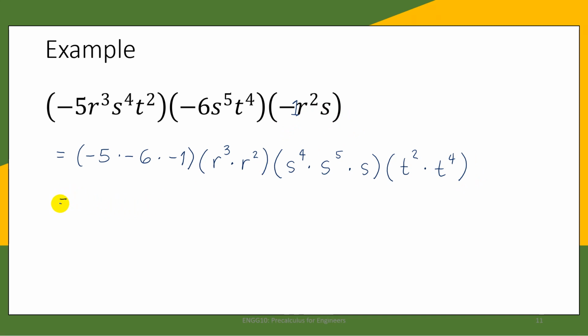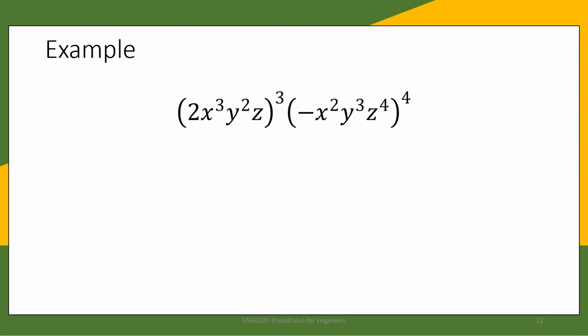And now we perform the operation. Negative 5 times negative 6 is positive 30, times negative 1 is negative 30. R raised to 3 times R raised to 2 is R raised to 5. S raised to 4 times S raised to 5 times S is S raised to 10. T raised to 2 times T raised to 4 is T raised to 6. Therefore, our answer is negative 30, R raised to 5, S raised to 10, T raised to 6.